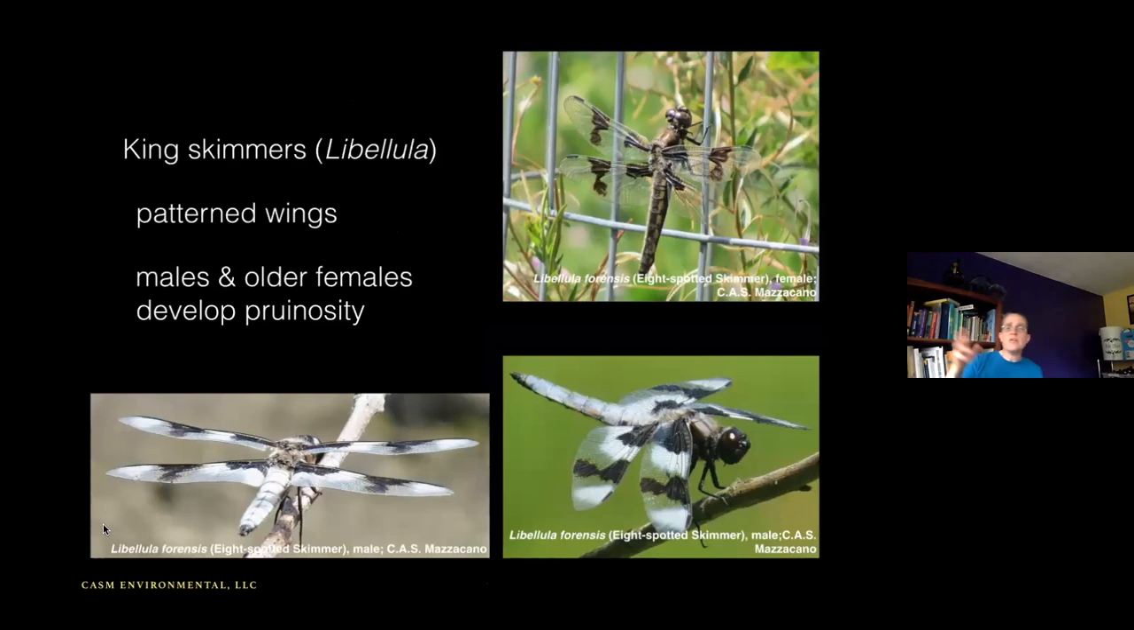So if you look at the top right there, that is an 8-spotted skimmer. 1, 2, 3, 4, 5, 6, 7, 8 spots, 2 on each wing. And you know that it's not a teneral, right? Those wings aren't soap bubbly. It's got coloration, but it is not an older female, because the older females are going to get some of that pruinosity. And so if you look on the left, there's a male there and it's got bright, almost reflective white pruinose patches in between the black spots on the wing. And the abdomen and the upper part of the thorax also gets covered with that pruinosity.